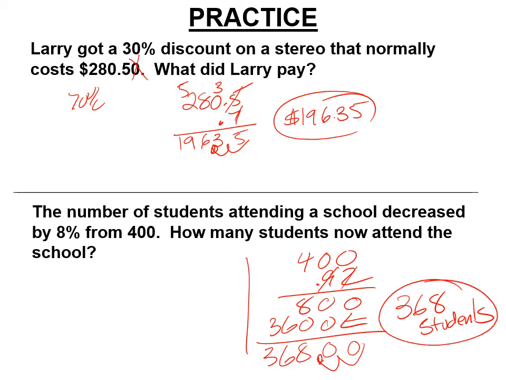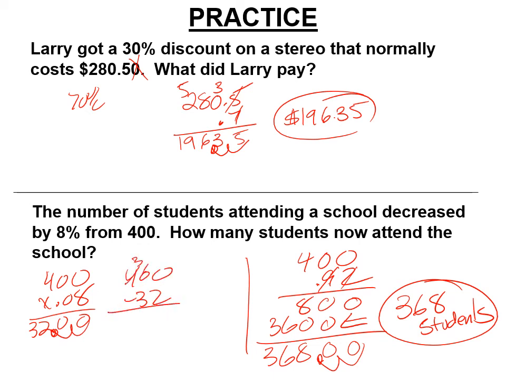Again, the other way to do it would be 400 times 0.08, which I started to do over there. And this time you would get 32 students. You subtract 32 from the 400 there are now. You have to do some borrowing, and you get the same 368 students. Either way, your choice. Just show your work.